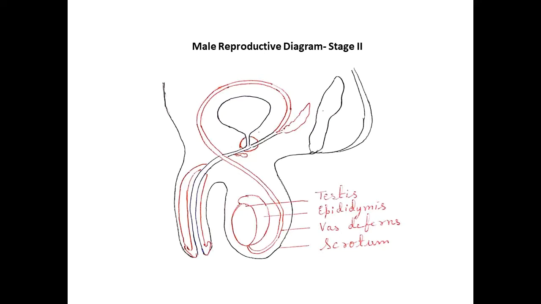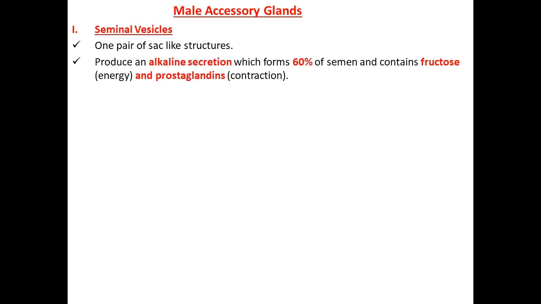coming to the male accessory glands, let us repeat this part once. This is also your back question. Number 1, the male accessory gland is the seminal vesicle. The secretion of the seminal vesicle is alkaline in nature and forms approximately 60% of the semen, and it contains fructose. If you remember, fructose is a fruit sugar, which is a source of energy for the sperms.